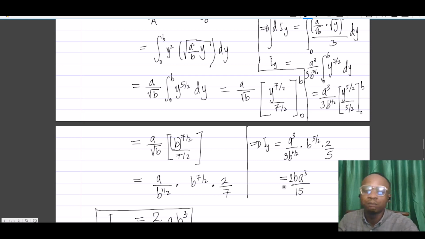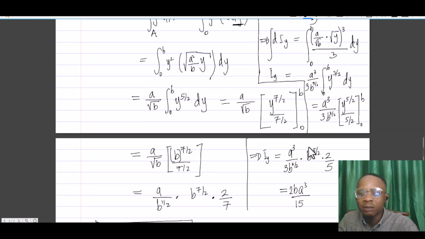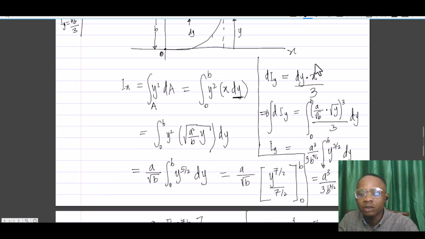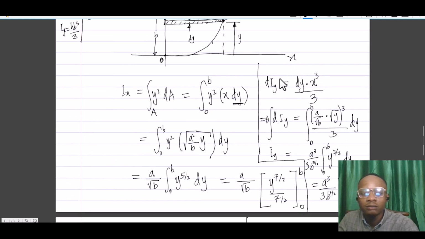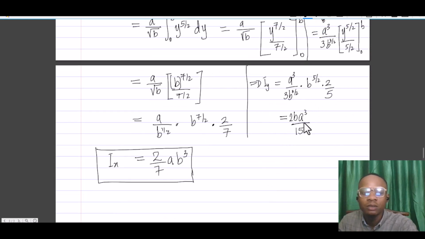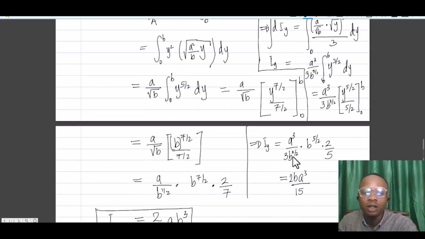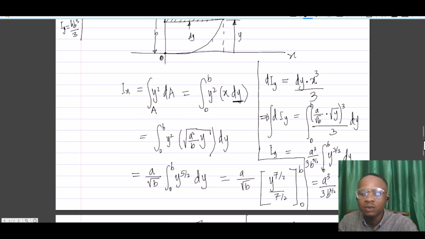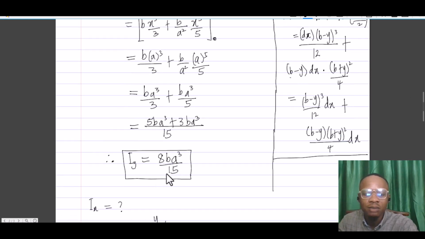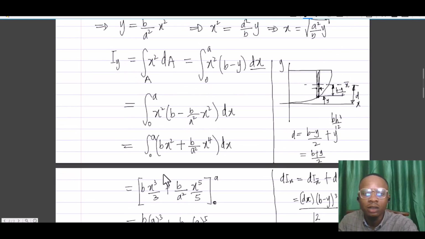Okay, so that is what we get using this approach. Is it the same as what we have up here? Let's check if there is any issue with what we've done here. So we have just obtained 2b a cube over 15, okay, which is fine. Is it the same as what we have up here? No, it's not the same. We have 8b a cube over 15. So let's check. I think there could be an error here.